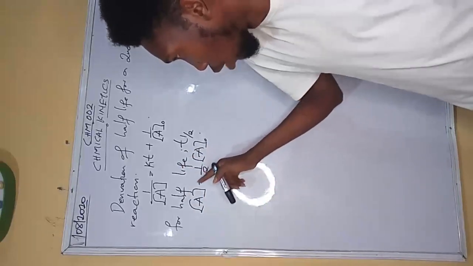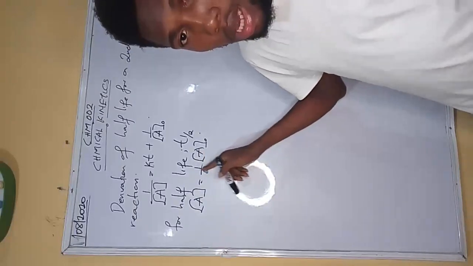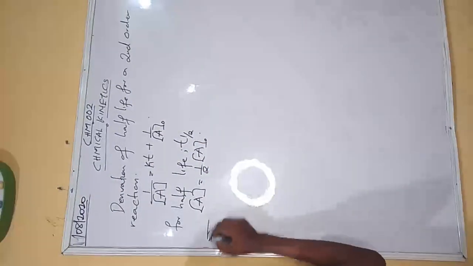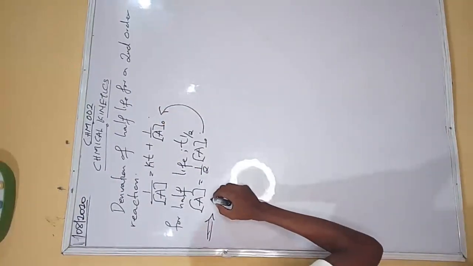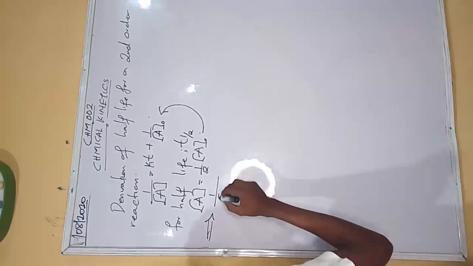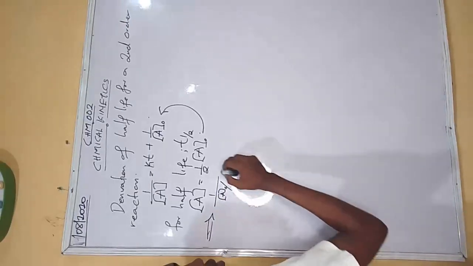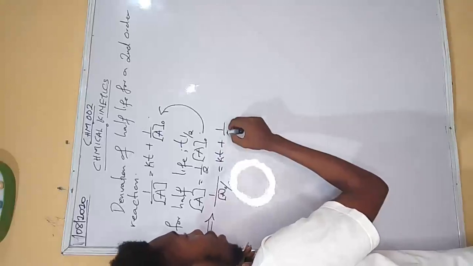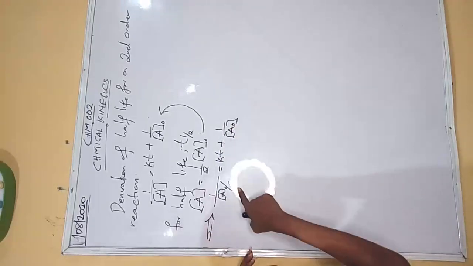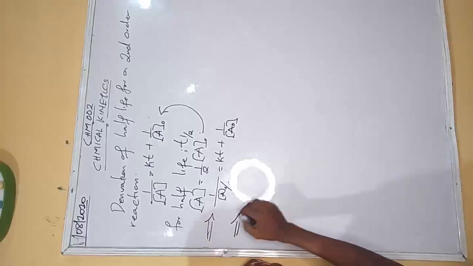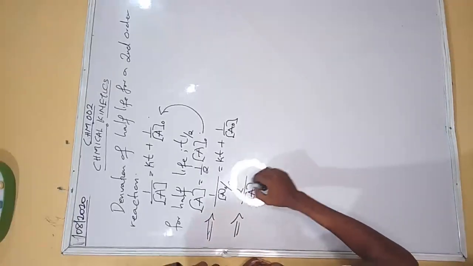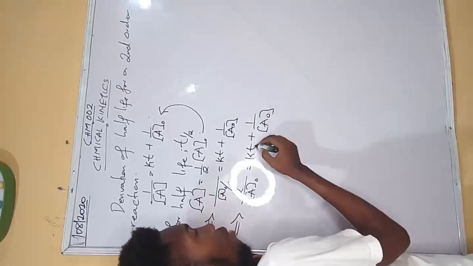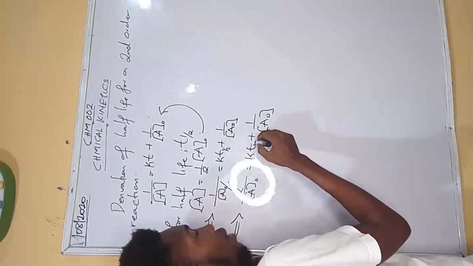So what are we going to be doing? We are going to be substituting [A]0/2 in this expression right here. Substituting this into this, you'll be having 1/([A]0/2) equals kt plus 1/[A]0. Of course, the implication of this is that we'll be having 2/[A]0 equals kt plus 1/[A]0. Remember that this t is no longer t, because this is now half-life.